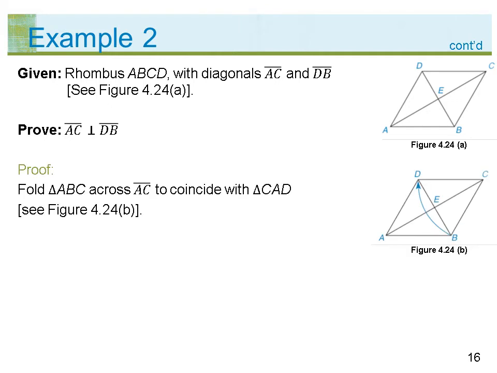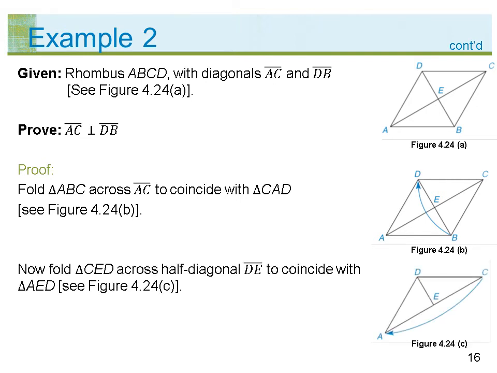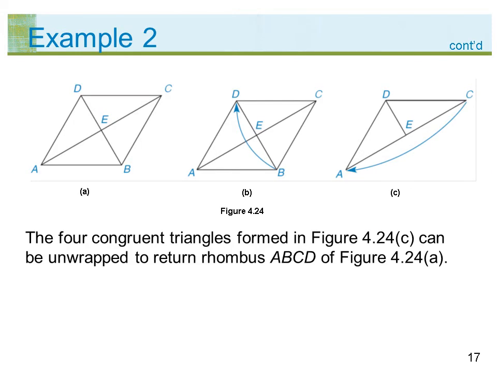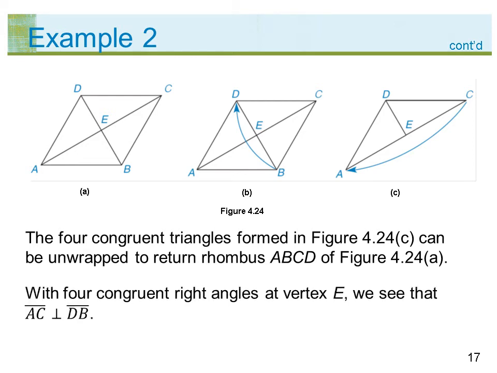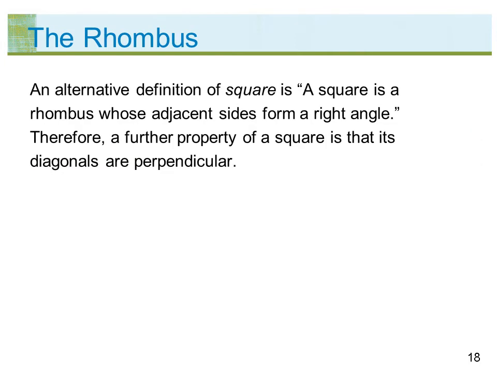Proof: fold triangle ABC across segment AC to coincide with triangle CAD. See Figure 4.24b. Now fold triangle CED across half diagonal segment DE to coincide with triangle AED. See Figure 4.24c. The four congruent triangles formed in Figure 4.24c can be unwrapped to return rhombus ABCD of Figure 4.24a. With four congruent right angles at vertex E, we see that segment AC is perpendicular to segment DB. An alternative definition of square is: a square is a rhombus whose adjacent sides form a right angle. Therefore, a further property of a square is that its diagonals are perpendicular.